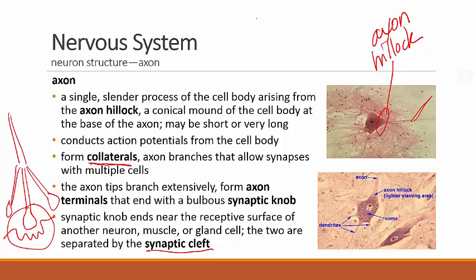And it would be the same if we had an axon terminal synapsing with something here. There's multiple branches off, but we're only going to look at this one. It might synapse with another neuron, in which case here we have the receptive surface of a dendrite. And again, this whole area is referred to as the synapse, and here's the synaptic cleft that separates the receptive surface of a dendrite and the transmitting surface of the synaptic knob.